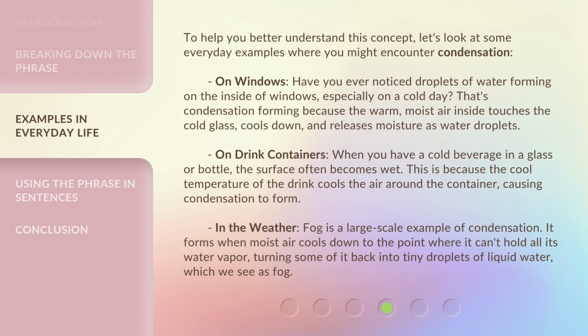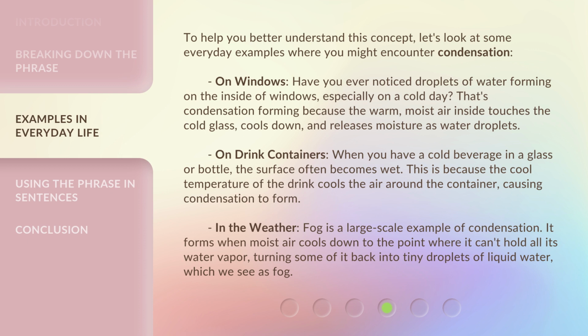To help you better understand this concept, let's look at some everyday examples where you might encounter condensation. On windows, have you ever noticed droplets of water forming on the inside of windows, especially on a cold day? That's condensation forming because the warm, moist air inside touches the cold glass, cools down, and releases moisture as water droplets.